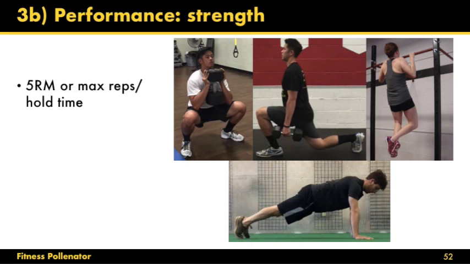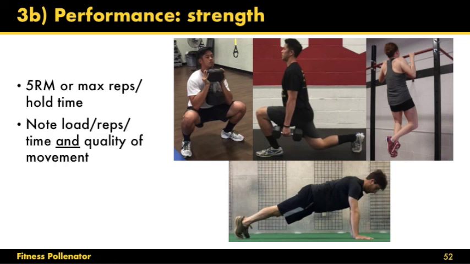With performance measures of strength, I'm typically looking at a 5RM or a number of max reps in a push-up, maybe a bent arm hang for time. In addition to noting the load and the reps, I'm also looking at the quality of the movement. So I'm in particular looking at rep 1 compared to rep 5 because that tells me how fatigue affects their movement. This is basically just the movement screen with added load. We can look at the same movements and see how they compare to the body weight condition.